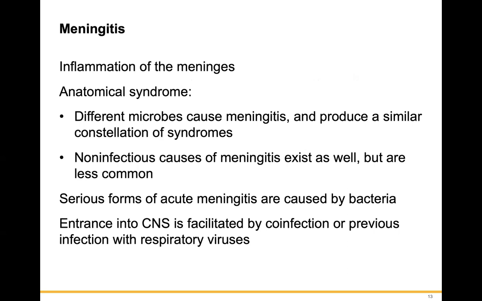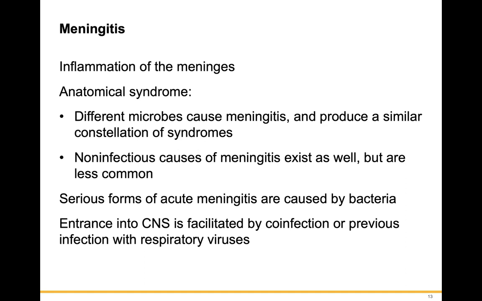Let's talk about our first disease, meningitis. This is going to be inflammation of the meninges. It's an anatomical syndrome. Different microbes can cause meningitis. It's pretty much anything that's infecting those tissues can lead to meningitis. It's an inflammation of the meninges. That's what it's defined by.